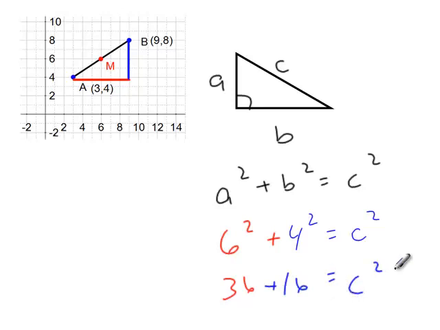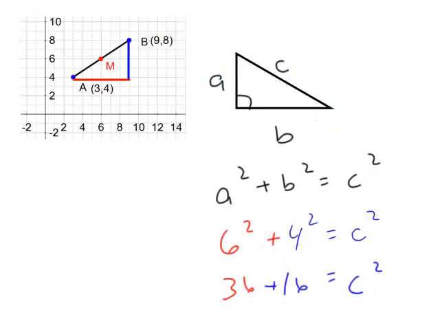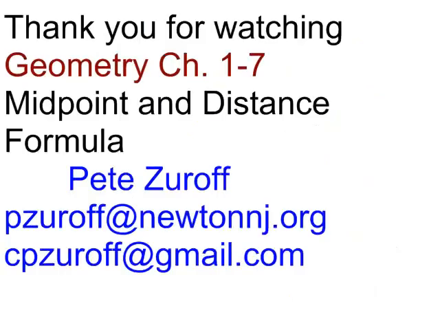Now look at that. 36 plus 16. Let me go back a frame. See, up here, 36 plus 16. It's the same thing. So the Pythagorean Theorem is the distance formula. So we're going to get the exact same answers we got right there. That's it in a nutshell. So thank you for watching.